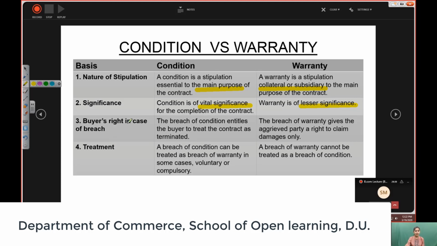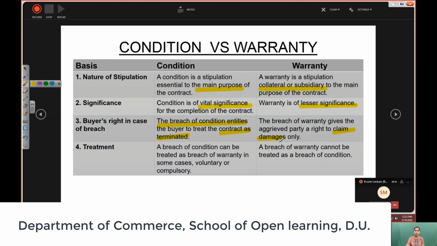Third point is buyer's right in case of breach. We already have discussed that breach of condition means breach of contract. The breach of condition entitles the buyer to treat the contract as terminated. Contract is terminated if there is a breach of condition, whereas the breach of warranty gives the aggrieved party the right to claim damages. So that's an important distinction: in condition, you have the right to cancel the contract, but in warranty, you just have one right, that is the right to claim damages. You cannot cancel the contract.